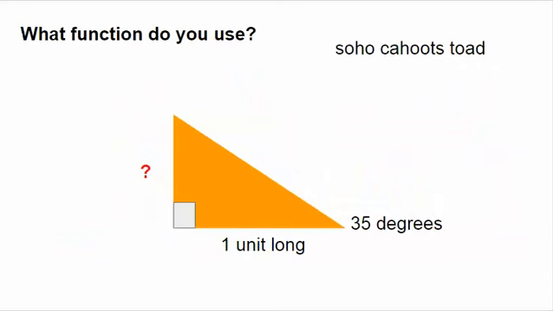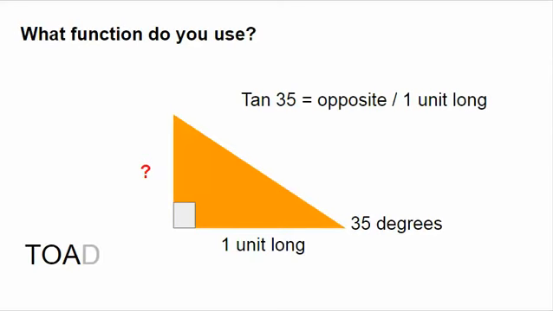Okay, what function would you use? I put a little hint for you right here: my words, Soho, cahoots, and toad. So if you wanted to find the missing length right here and you knew this degree measure, what function would you use? Well, it turns out you would use the tangent function. You know the degree, you don't know the opposite, and you do know the adjacent. The tangent is the opposite divided by the adjacent, toad.